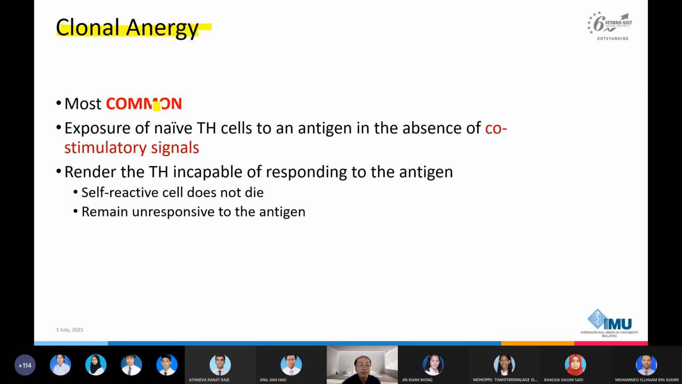Clonal anergy, on the other hand, is the most common. Now, how does this lead to clonal anergy? Do you still remember your two-signal model? This is where it comes in again. Exposure of a naive T helper cell to an antigen in the absence of co-stimulatory signals renders it incapable of responding to the antigen. So the self-reactive cell does not die and remains unresponsive.